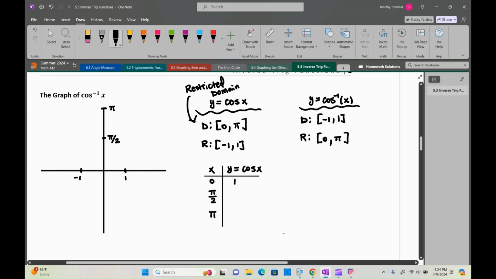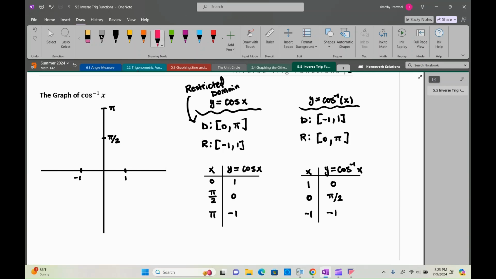So cosine of 0 is 1, cosine of pi over 2 is 0, and cosine of pi is minus 1. So now we can look at cosine inverse, right? We're just going to switch all of those x's and y's here in a second. Right, and so what do we have here? We have 0, pi over 2, and minus 1. And let's go ahead and put these in.